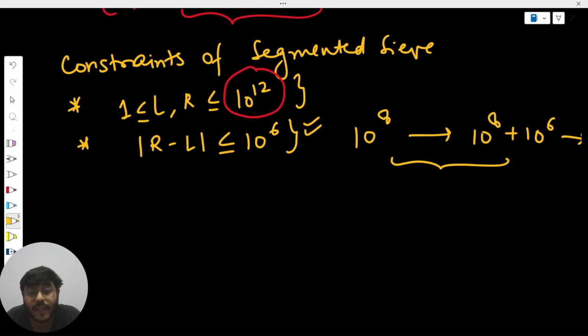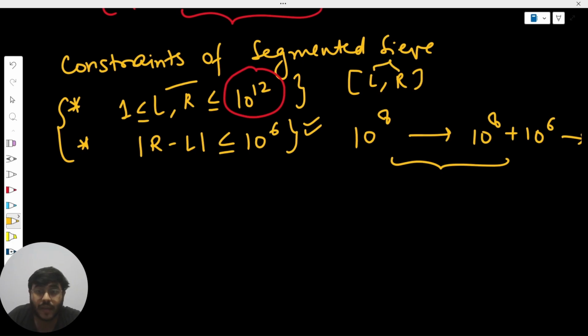You cannot go above 10 to the power of 6. This is the maximum size that you can make an array of, right? You can also go to 10 to the power of 7, but just to be on the safe side, we are going with 10 to the power of 6. So these are the two major limitations of segmented sieve: first, R cannot go beyond 10 to the power of 12, and at the same time, for whatever range has been given to you to mark the primes, the difference R minus L cannot go beyond 10 to the power of 6.